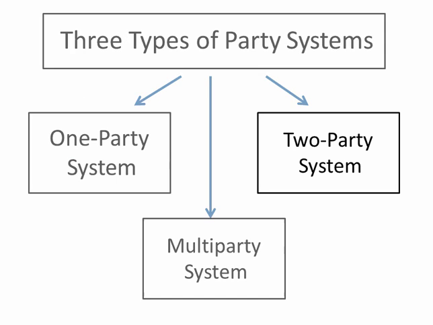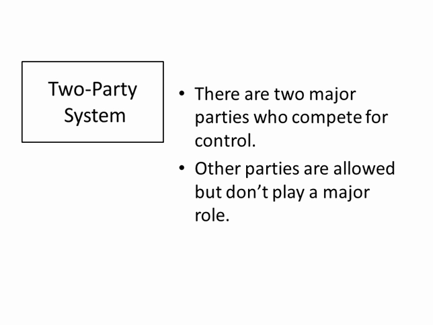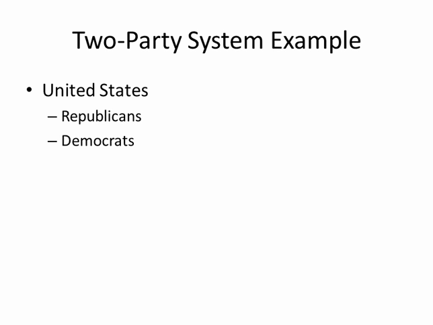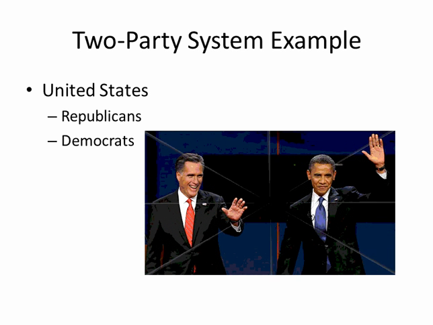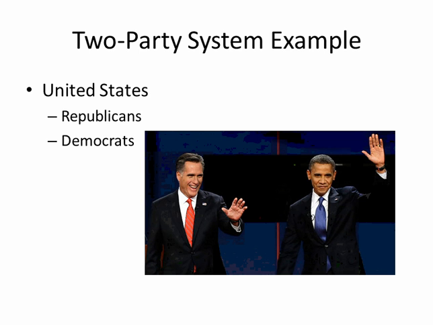If we move past the one-party system and we talk about a two-party system, in a two-party system, there are two major parties who compete for control. Other parties are allowed, like they're not outlawed or anything, but they don't really play a major role in the government. If you want a perfect example of this, look no farther than the United States of America. We have two major parties, the Republicans and the Democrats. We have other parties like the Libertarian Party or the Green Party, but they don't really play a major role in much of the government.